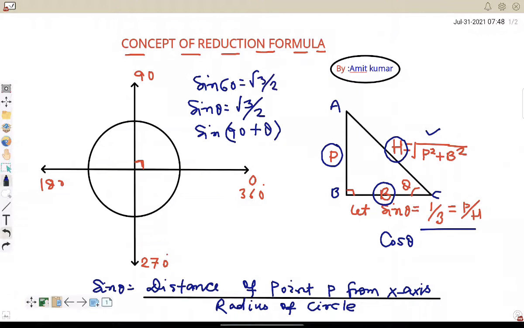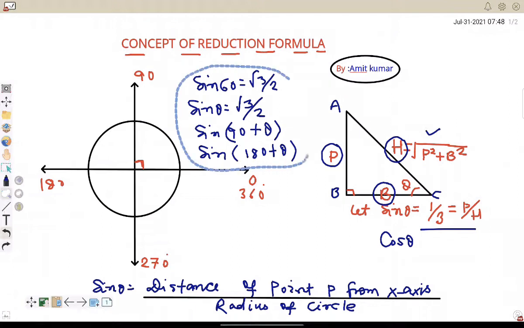We can easily find the value of sine 90 plus theta. We can again find the value of sine 180 plus theta. We can find the value of sine 180 minus theta, 270 plus theta, 270 minus theta. So how can we apply the concept? We have a short trick to apply and solve questions related to reduction formula. This one is very important, so I will give some examples.